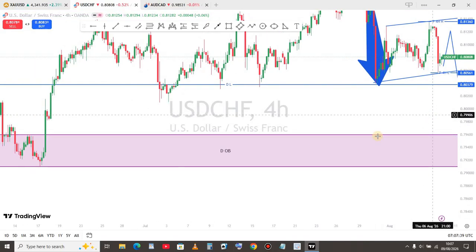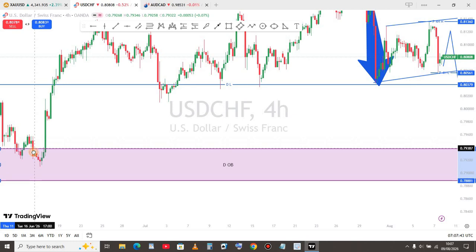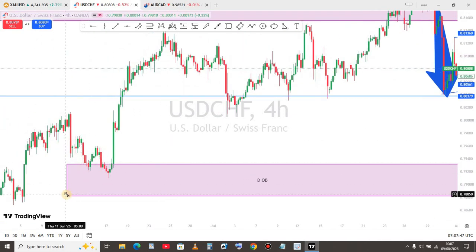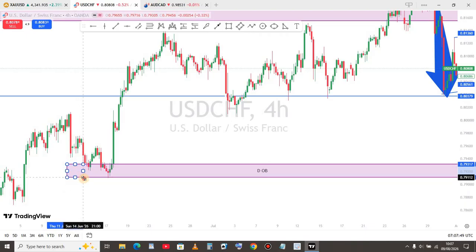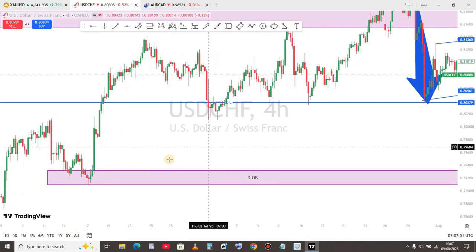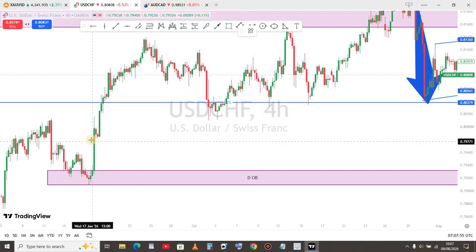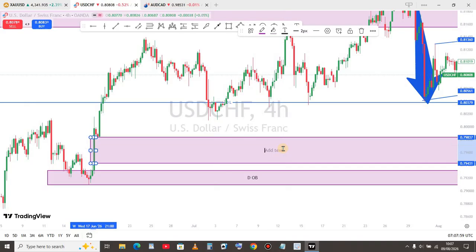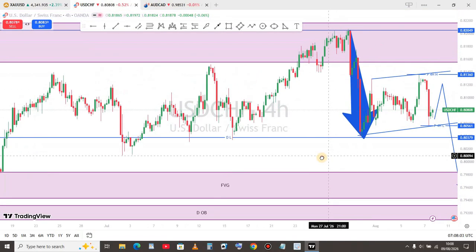So we have here an order block. Let me adjust it. So this is just like our order block. You can see. Okay. So this is our daily order block. And on our daily order block, why I'm saying this is a daily order block, we have a fair value here on our left side. So this is a fair value gap, FVG.